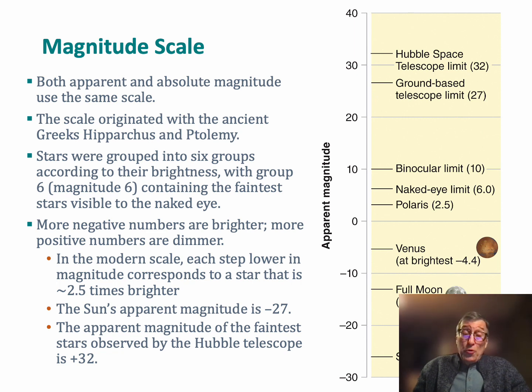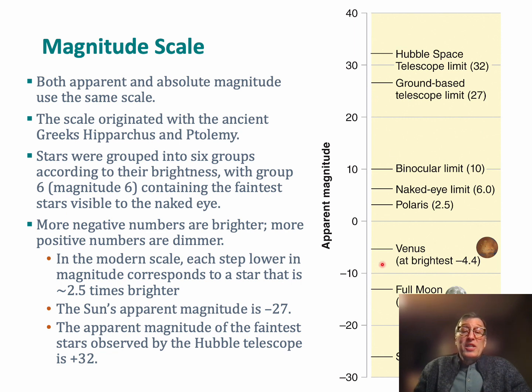A magnitude 2 star is 2.5 times 2.5, or 6.25 times brighter than a magnitude 4 star. On this scale, the sun has an apparent magnitude of negative 27. So obviously very, very bright in our sky. And using this scale, the apparent magnitude of the faintest stars that we can observe with Hubble is positive 32. So if we could see these stars with our naked eye, they would have this very, very high number, which means they're extremely dim.